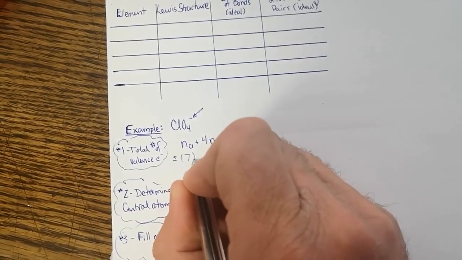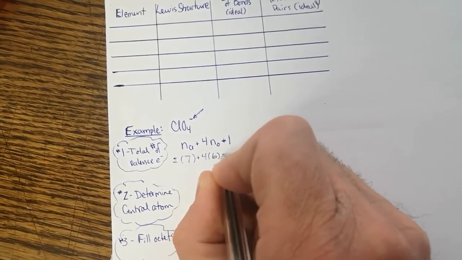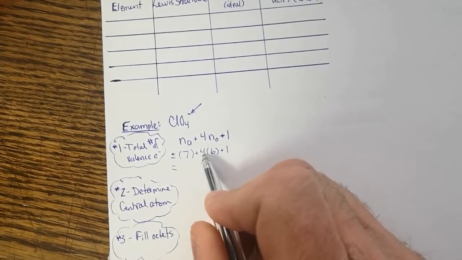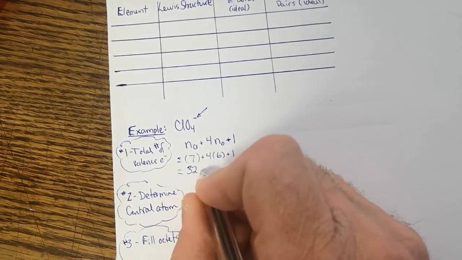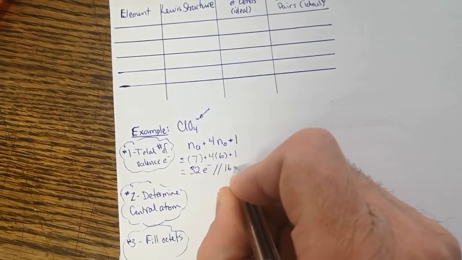Chlorine has 7. Each oxygen has 6, plus 1. So here we've got 25 plus 7 makes 32 electrons, or 16 pairs.